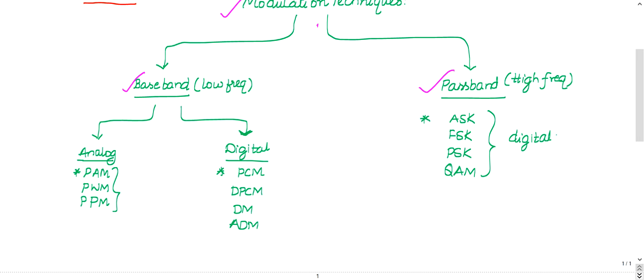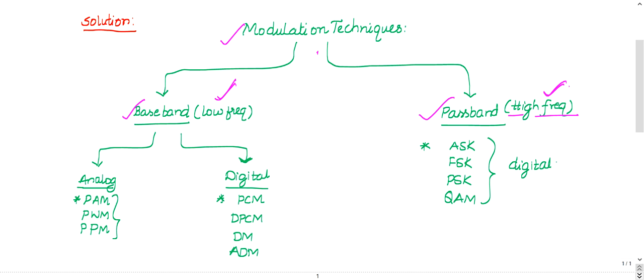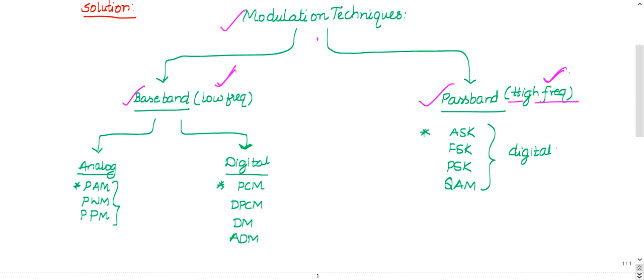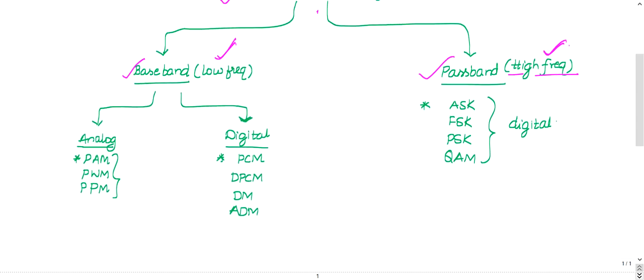Baseband modulation systems are generally used for low frequency purposes, whereas passband modulation techniques are used whenever there is a high frequency requirement. The examples of baseband or low frequency modulation are again of two types. They can be either analog or digital.